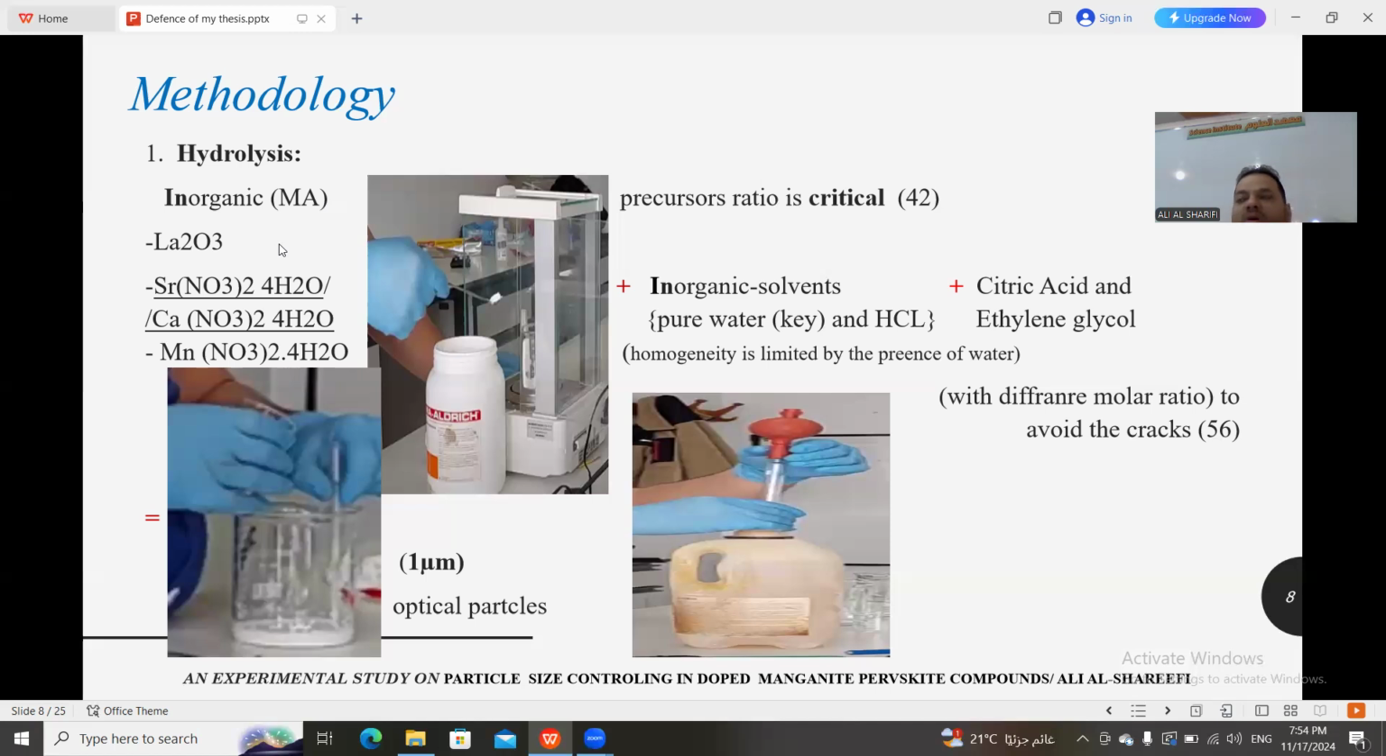To know how much I need of all of them, maybe I spend the semester to clearly calculate each one, how many grams I need from all of these precursors. I used the scale, scaling it depending on my calculations. Okay. After that, inorganic solvents, it was pure water.